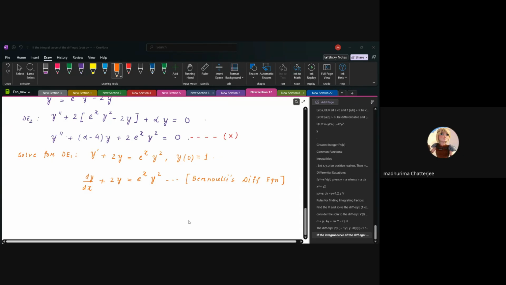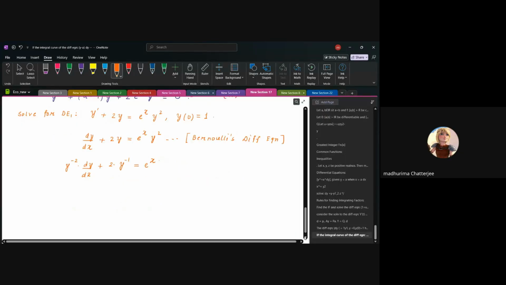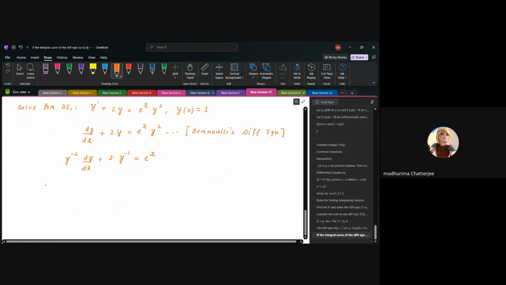Divide by y square on all sides. Okay, so you'll get y to the power minus 2 dy by dx plus 2 times y raised to the power minus 1 is equal to e raised to the power x. Okay, and then we substitute y inverse and we get a linear differential equation.